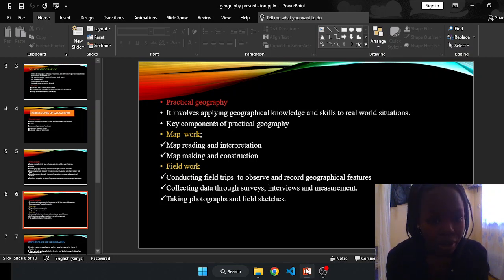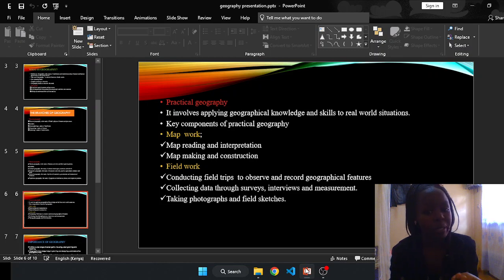Under practical geography, first of all, what is practical geography? From the word practical, this means that we practice. It involves things that we practice. It may be collecting data. We have to go to those areas and do it practically, so these are things that are applicable. It involves applying geographical knowledge and skill to real world situations. So that is practical geography.